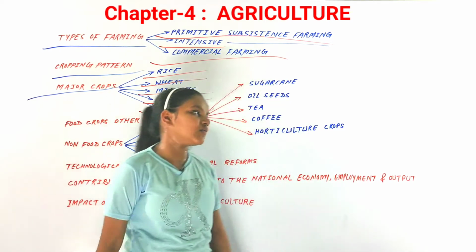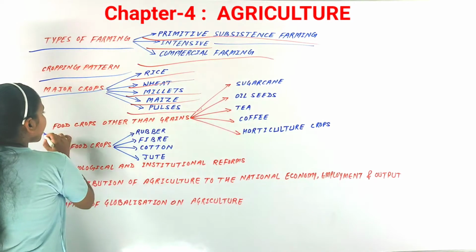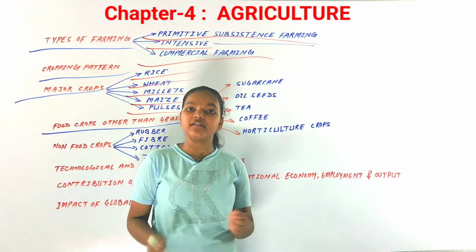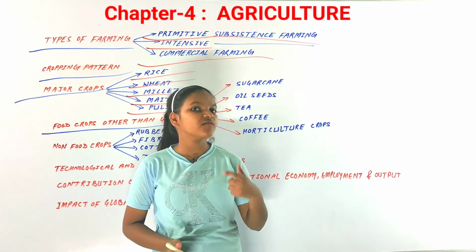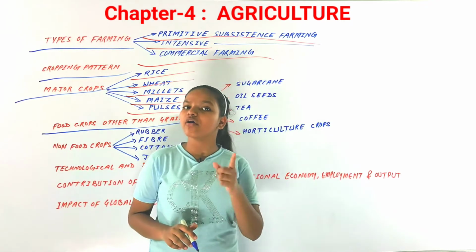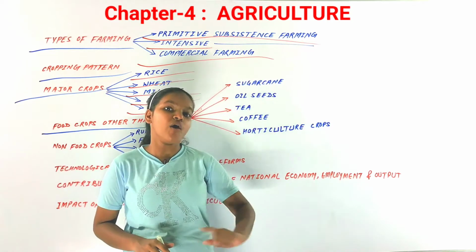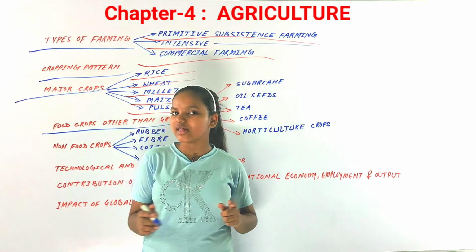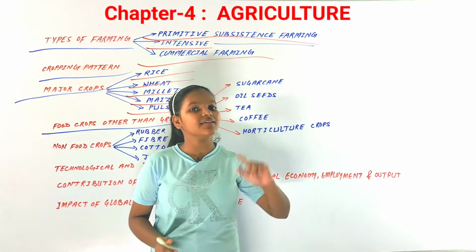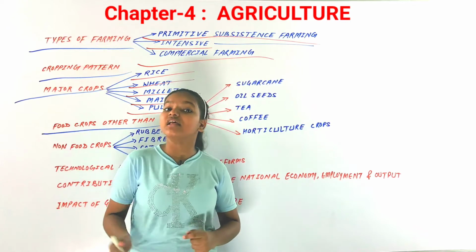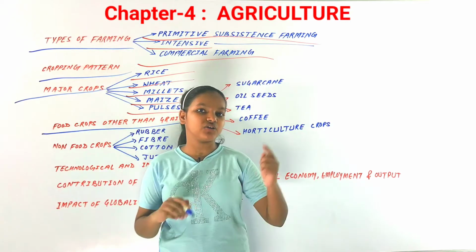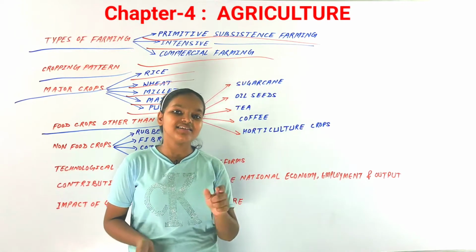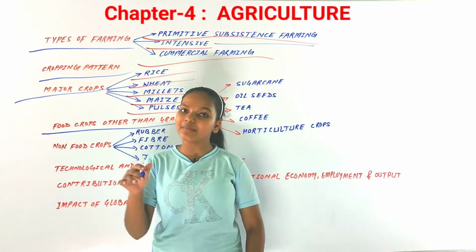Now the next topic that we have here is food crops other than grains. Till now we discussed food grains, the major crops that are consumed and grown in our country. But there are still many other crops grown in our country other than food grains, like sugarcane, cotton and different kinds of crops. Now let's discuss those types of crops with our subtopics.